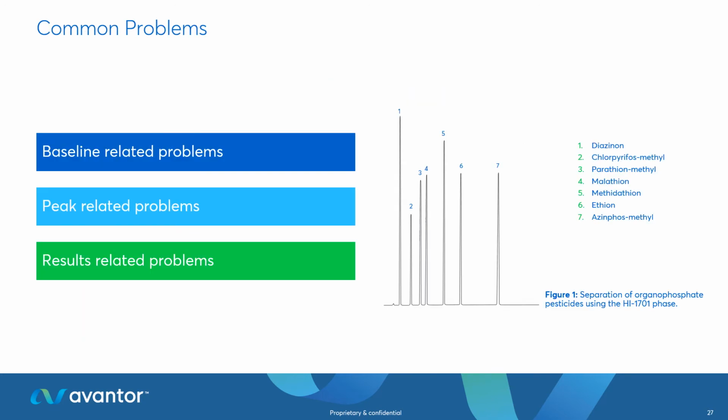So let's go through the different areas. We're going to focus initially on baseline related problems, then look to peak related problems, and then look at some of the results related problems. Just to kind of give us hope that actually there is joy in this troubleshooting process, here is a rather nice chromatogram of a separation of organophosphate pesticides on a high 1701 phase. We can see that we've got good peak shape, good sensitivity, good selectivity. So this is the ideal scenario that we'd like to see.